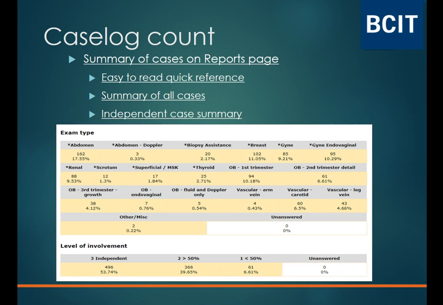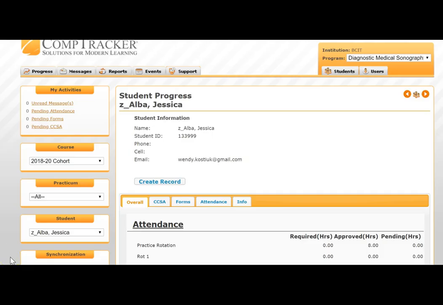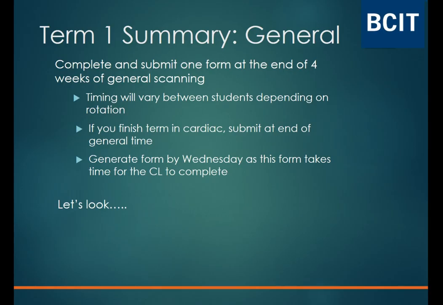This is actually a very easy and quick reference for us here at BCIT, so we can see how many cases you have been involved in, how many are independent, and whether there is any area of practice that you need more exposure to. This also helps Tammy to create your clinical rotations. The Reports tab is located just up here along this edge in the middle. You can click here to generate any of the reports seen on the previous slide.